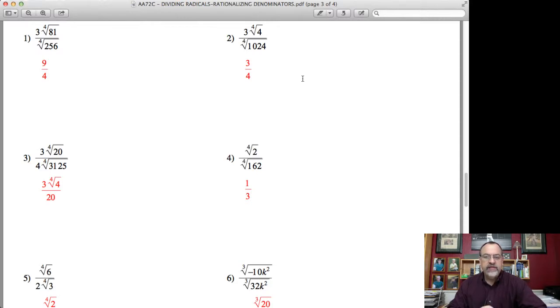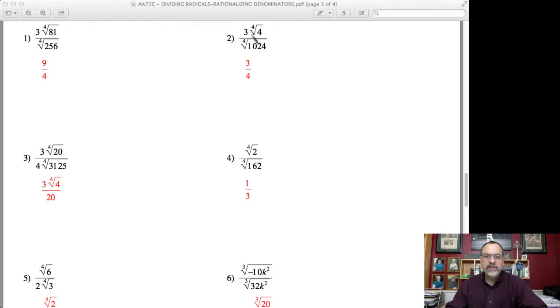So even though you may know how to do these, maybe you'll learn a couple of tips or tricks of the trade, so to speak, that might make your life a little bit easier in the long run. And again, especially with these higher indexed radicals that we'll be dealing with.